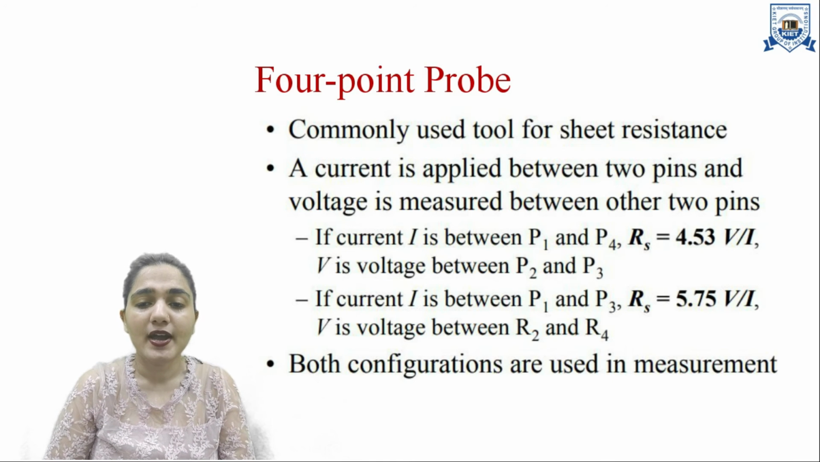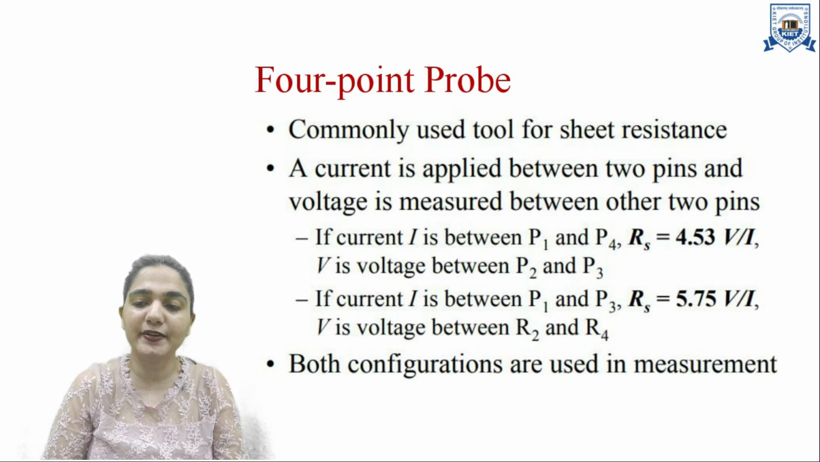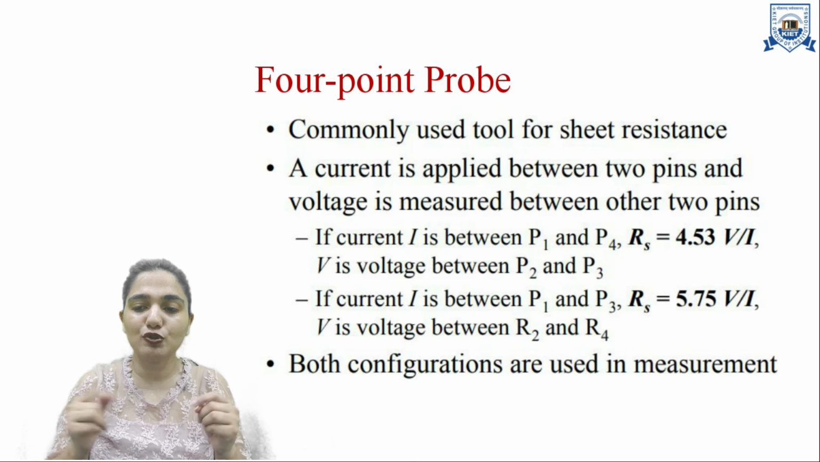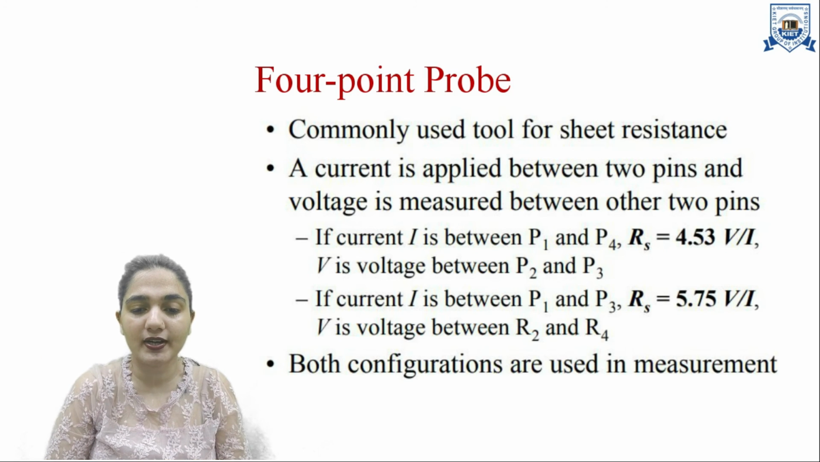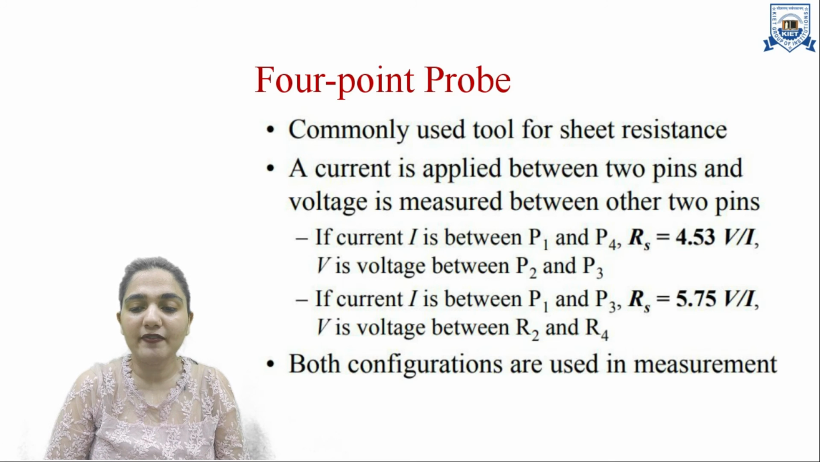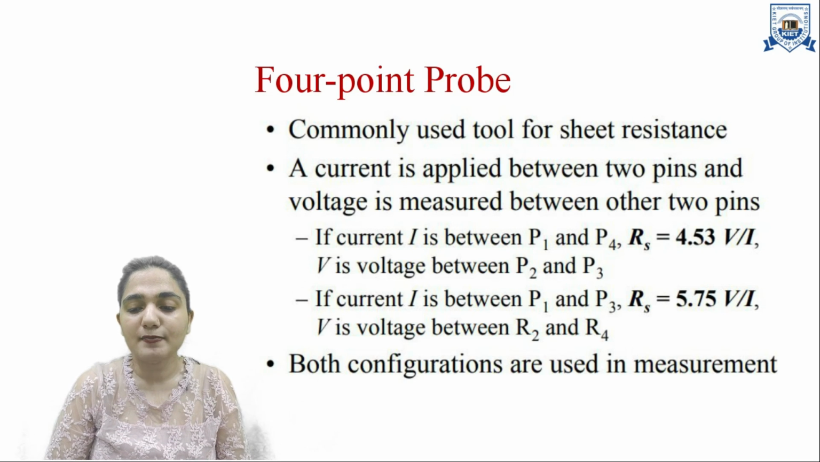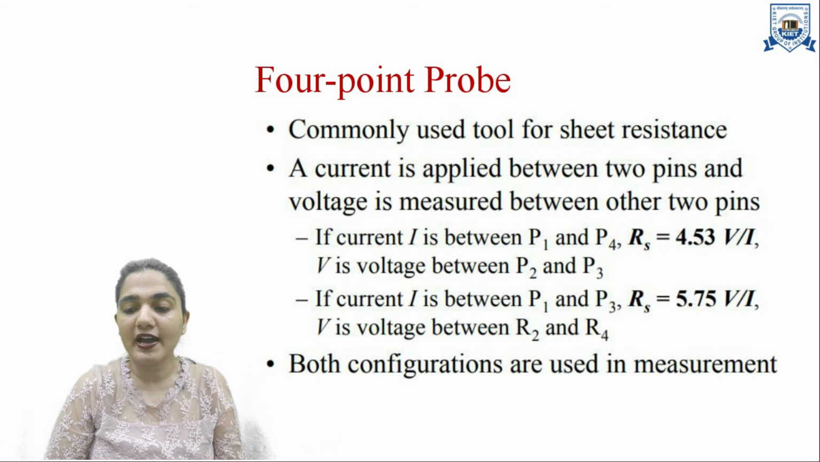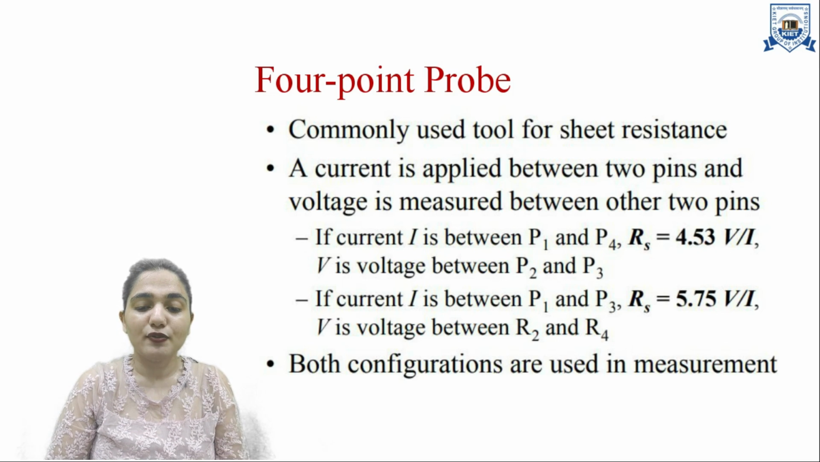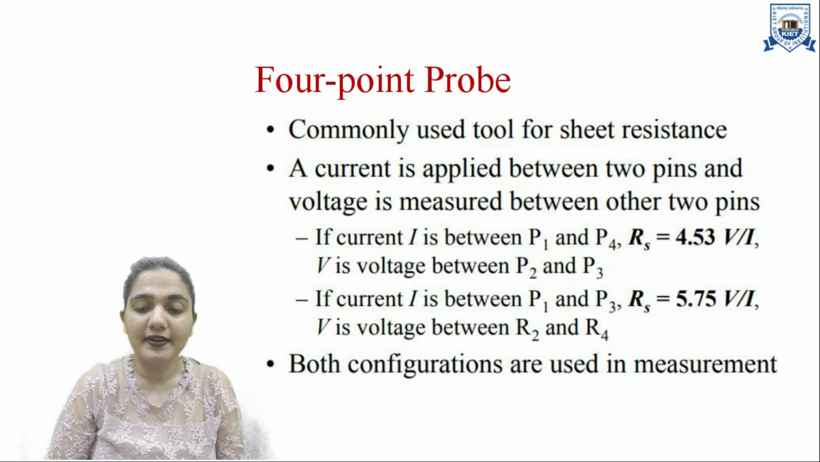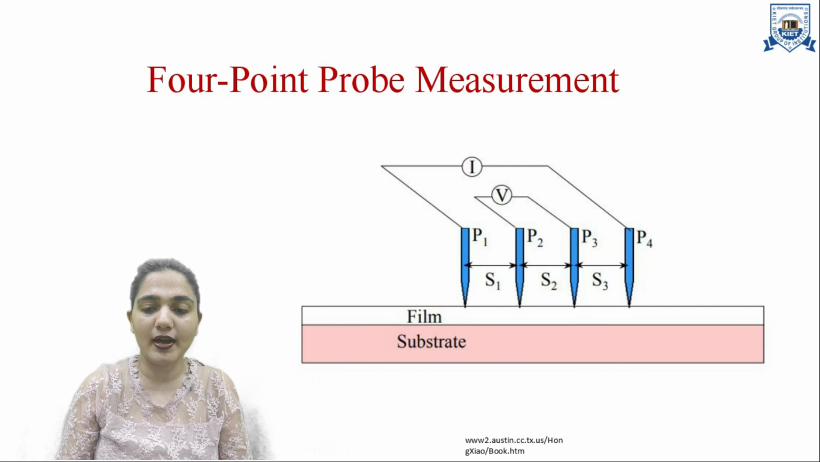Then the 4-point probe is the commonly used tool for sheet resistance. As I already told you, a current is applied between two pins and voltage is measured between the other two pins. Outer pins are used to pass the current, inner pins are used to measure the voltage. If current I is between P1 and P4, Rs is equal to 4.53 V upon I, where V is the voltage between P2 and P3. If current I is between P1 and P3, Rs is equal to 5.75 V upon I, where V is the voltage between P2 and P4. Both configurations are used in the measurement. We can use any one of them.